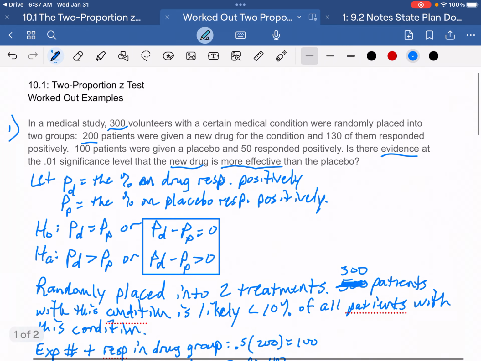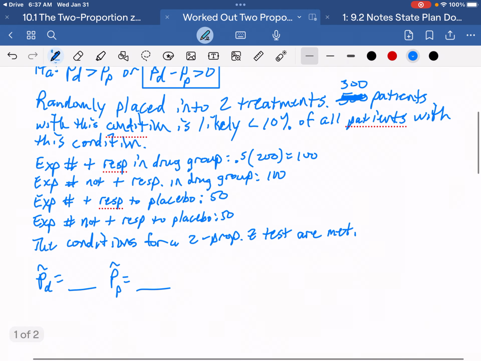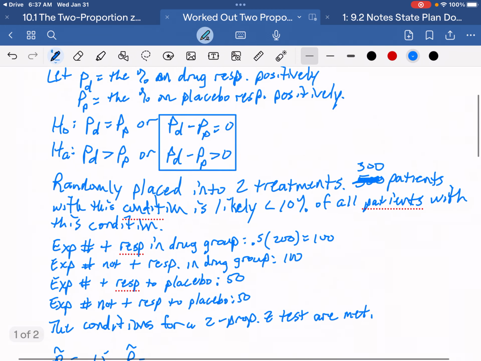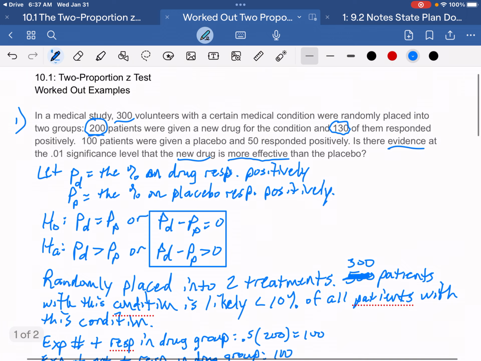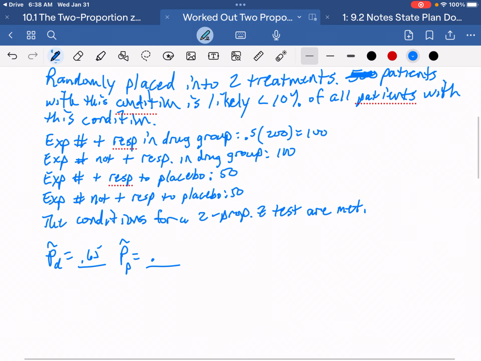Well, let's see. P-hat drug: 200 patients, 130 of them responded positively. So we want to take 130 divided by 200, and I think that's 65%. So that came from 130 divided by 200. On the placebo, we had 100 patients and 50 positive responses. So then the placebo p-hat is 0.50, 50%.